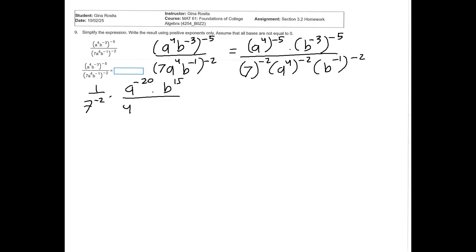So a to the 4th times negative 2 exponent, you just multiply, so it becomes a to negative 8 times b, negative 1 times negative 2 is 2. So now we can write down this one. So it becomes 7 squared. Yeah, you flip it, because a negative number becomes a positive exponent, you have to flip it.